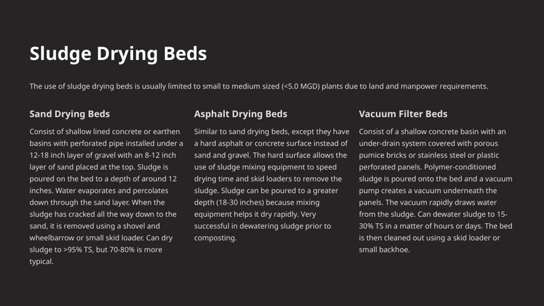These consist of shallow-lined basins, which can be made of concrete or earthen material. Underneath, there's perforated pipe installed beneath a layer of gravel about 12 to 18 inches thick, topped with 8 to 12 inches of sand. Sludge is poured onto the bed to a depth of around 12 inches. As the water in the sludge evaporates and percolates down through the sand, the sludge gradually dries out. When it has cracked all the way down to the sand layer, we can remove it using a shovel, wheelbarrow, or a small skid loader.